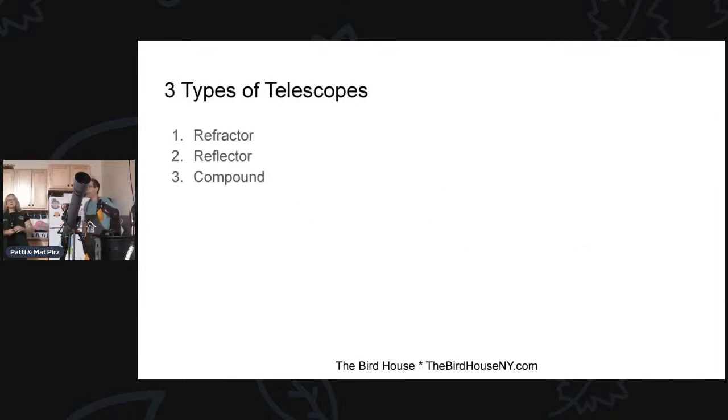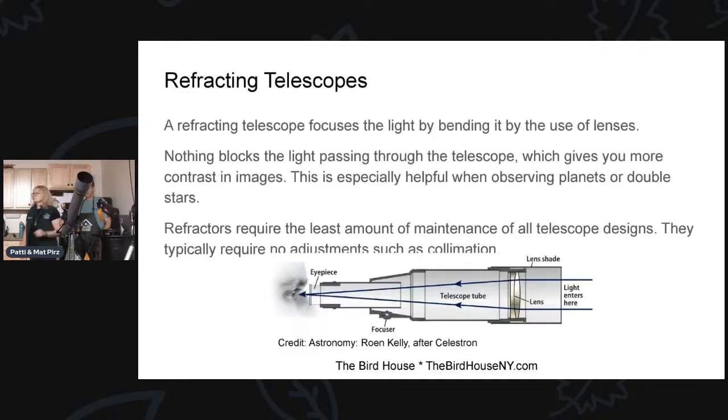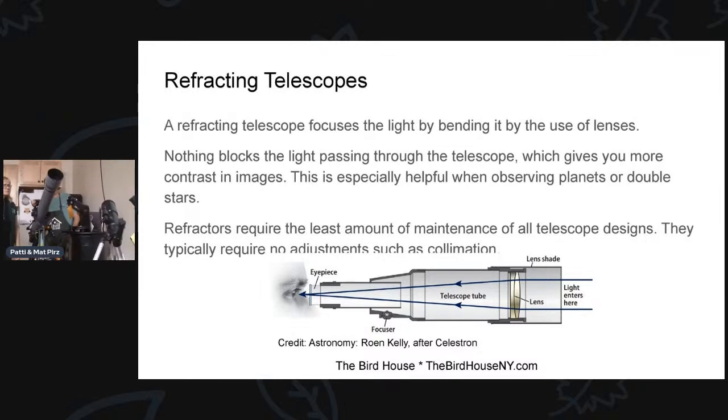Now we're going to get into a little bit of the types of telescopes. You've got your refractor, your reflector, and your compound. Your refractor is pretty much straight out of the box, straight shoot. There's no mirrors in it. It's all glass. It's all optics going through. That's your refractor. This is also a refractor as well. Nothing blocks the light passing through the telescope.